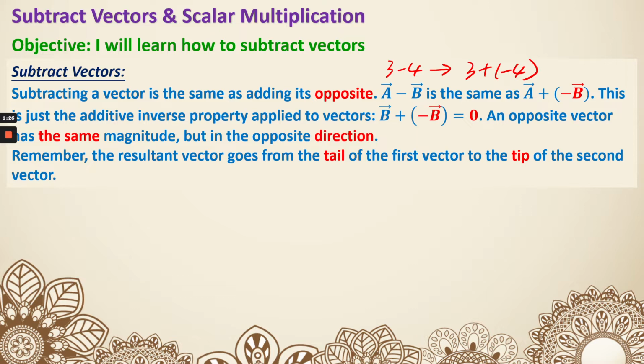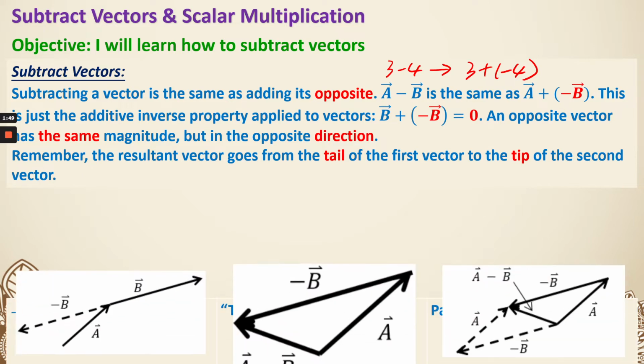Vector B plus negative vector B equals 0. An opposite vector has the same magnitude, but in the opposite direction. So when you have a negative vector and you're trying to draw it based on a given vector, they will just form a line. Remember, the resultant vector goes from the tail of the first vector to the tip of the second vector. And you'll see what that means when we get to some diagrams.